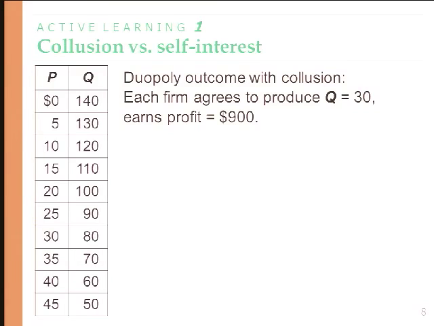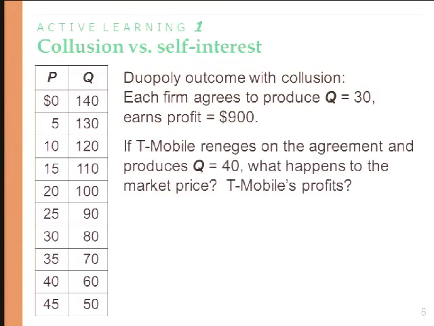And if T-Mobile reneges on the agreement, what happens to the market price? What happens to T-Mobile's profits? Is it in T-Mobile's interest, its self-interest, to defect or renege on the agreement? And if both firms renege and produce a quantity of 40, determine each firm's profits. Visit with your neighbors. Give me the answer.